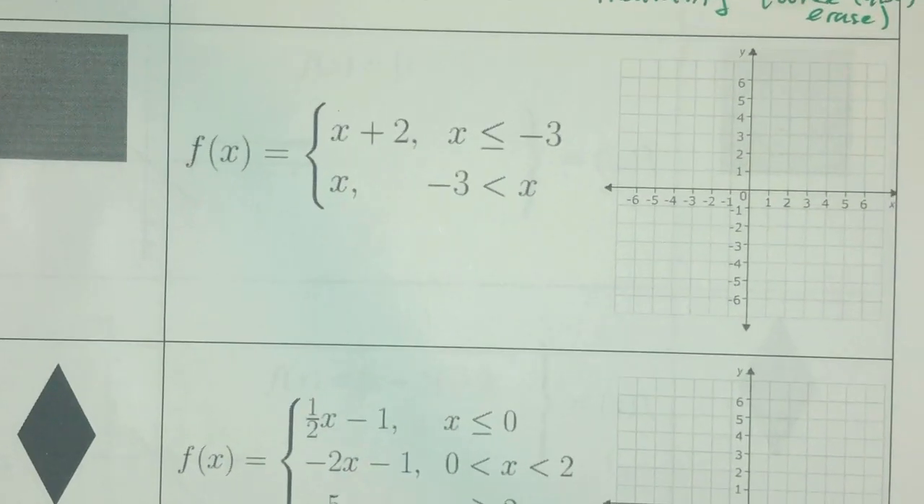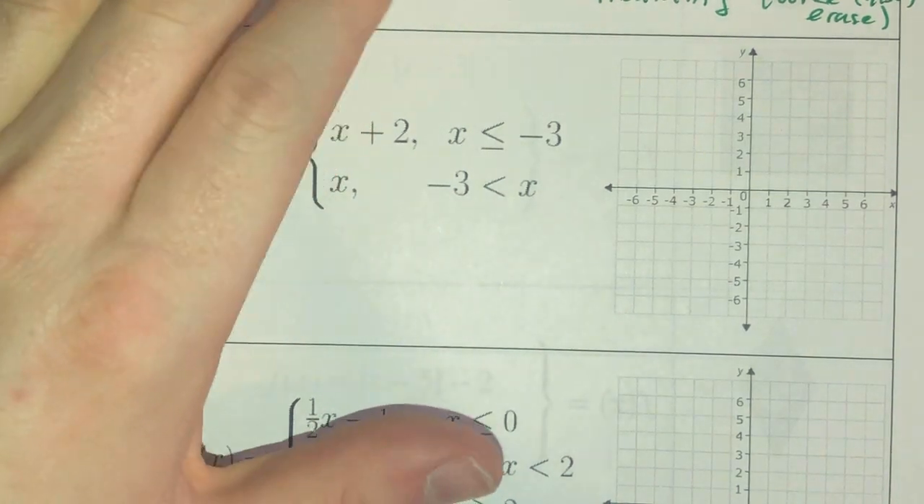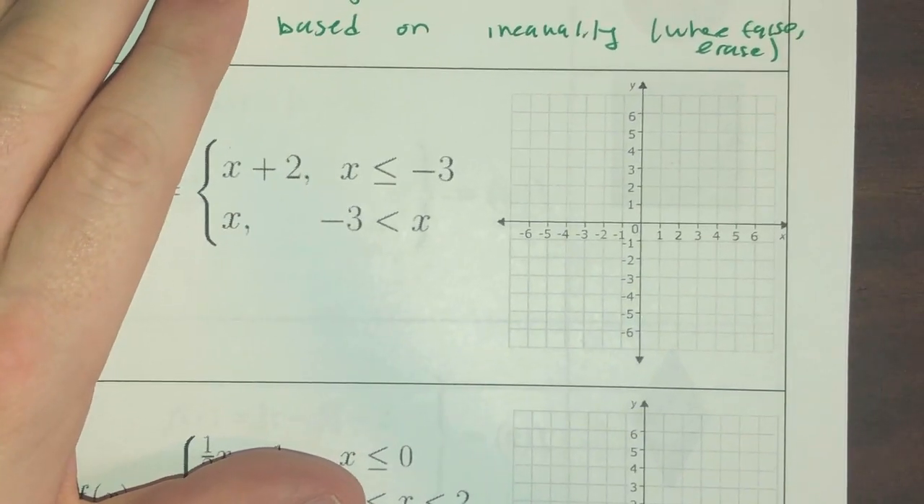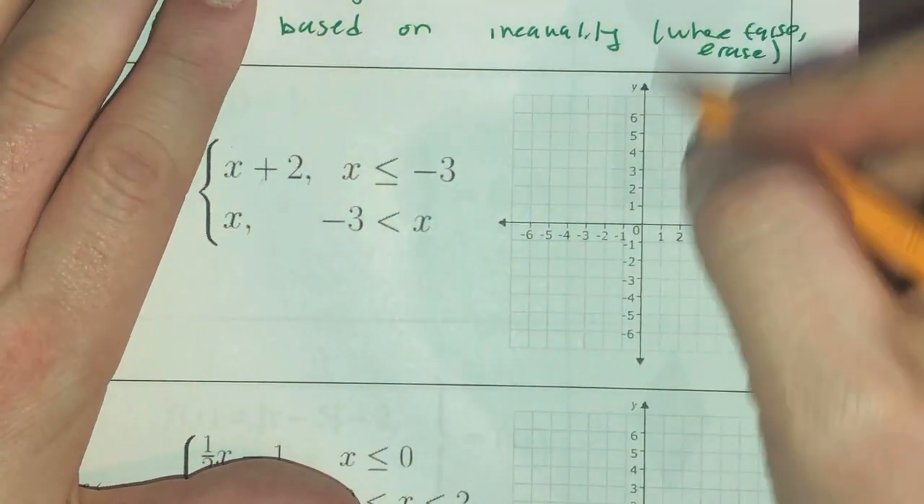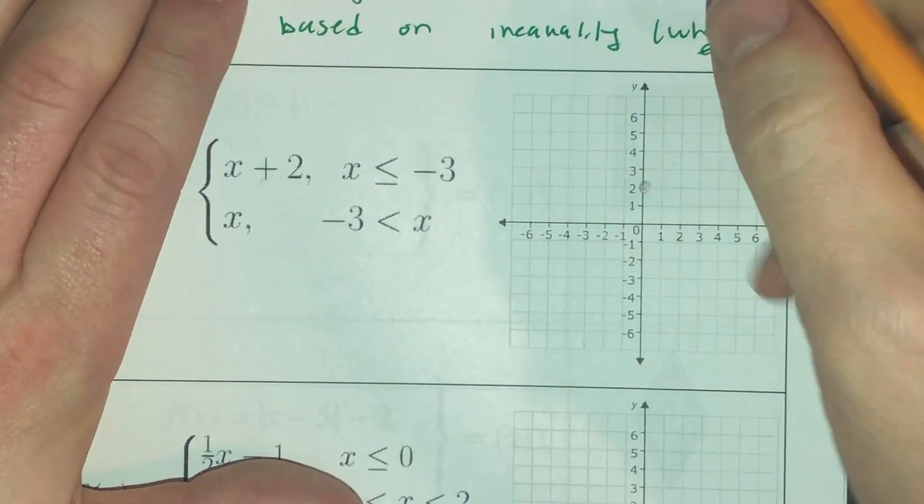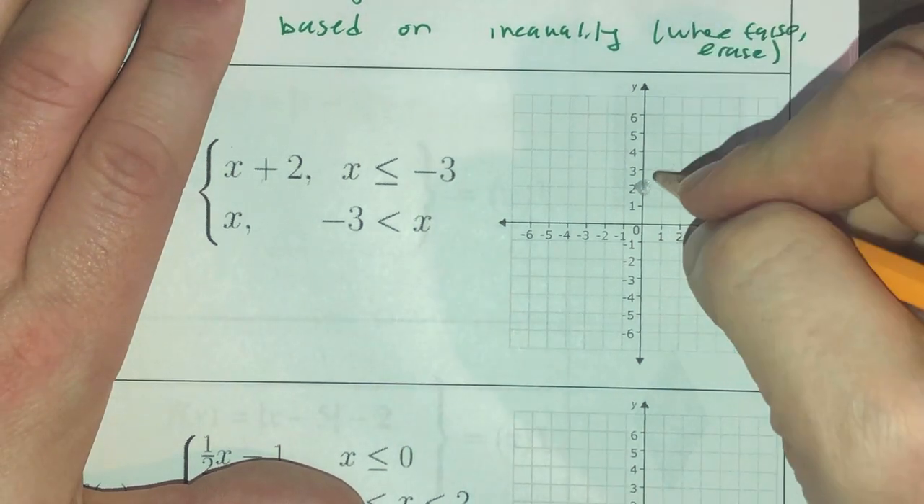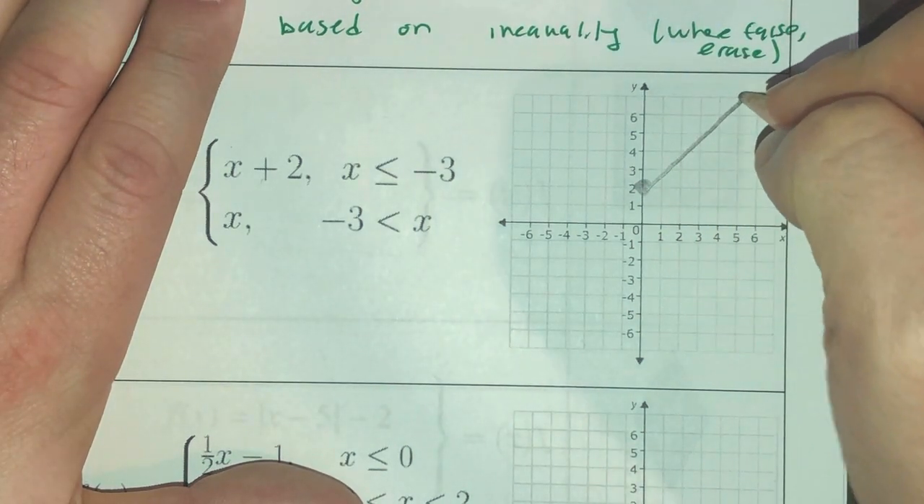First, x plus 2 is for x is less than or equal to negative 3, and x is for x is more than negative 3. So let's take a look. So first, for each piece, we graph the whole entire thing. Intercept of 2, slope of 1.